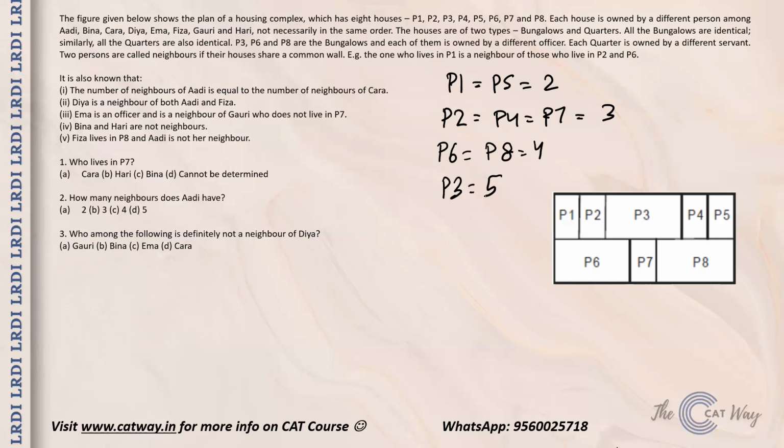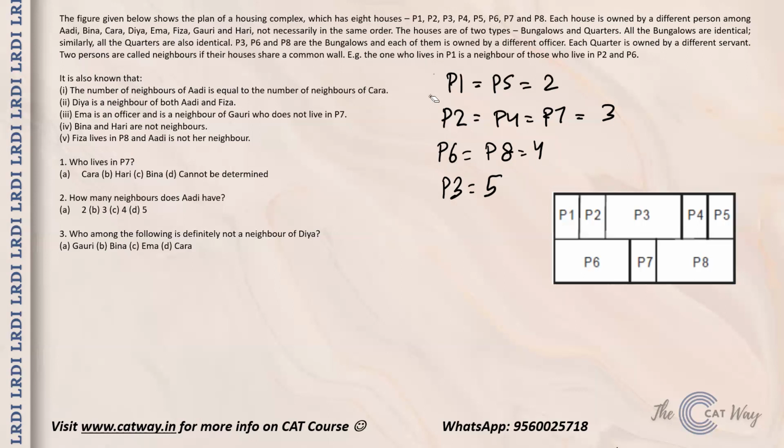Okay, chalo. Now what we know is that the number of neighbors of Adi is equal to the number of neighbors of Kara, right? So that means Adi cannot be living in P3, that is clear. Adi has to live in either P6 or P8, and in that case, Kara will be living in the other one of P6 and P8. But what we see is that Fiza lives in P8. So Adi and Kara cannot have an equal number of neighbors over here, right? So can Adi and Kara have an equal number of neighbors over here?